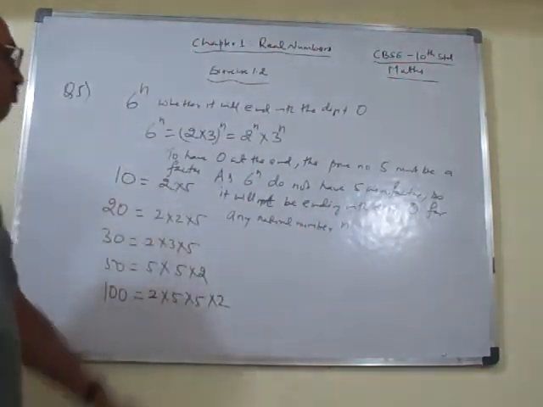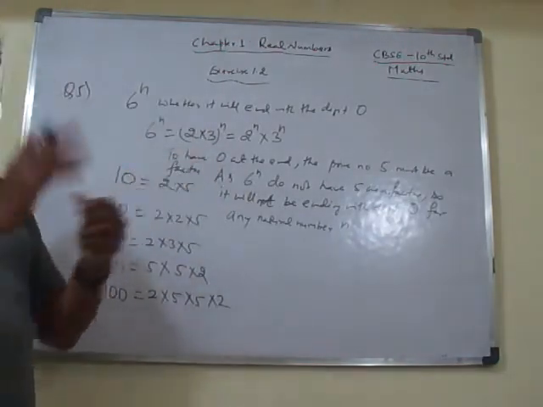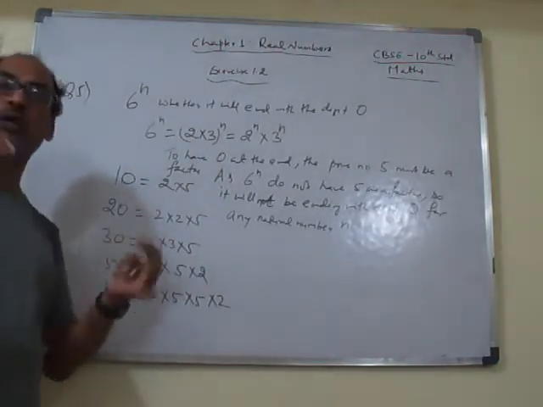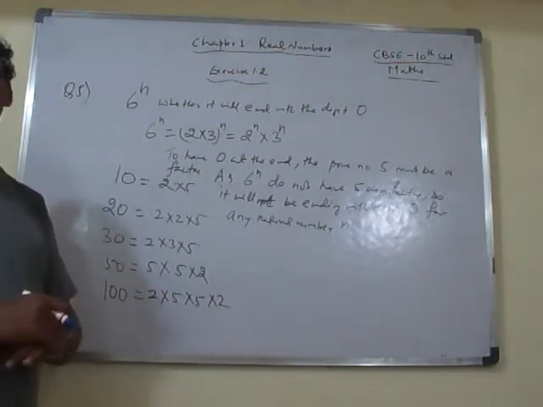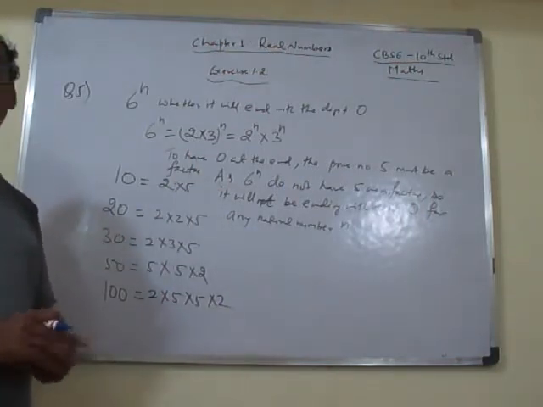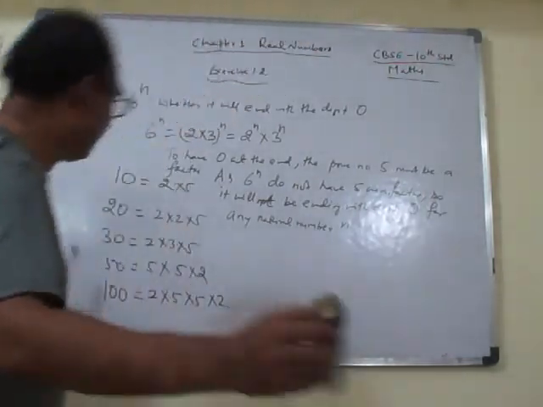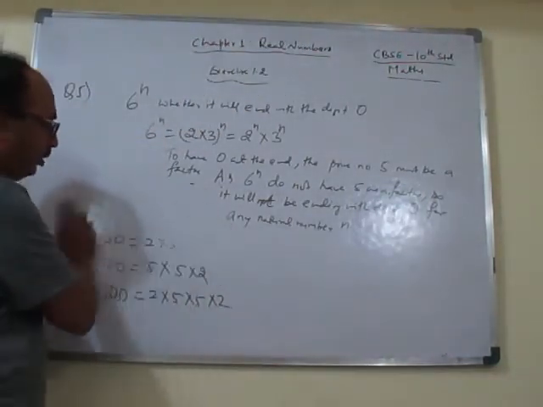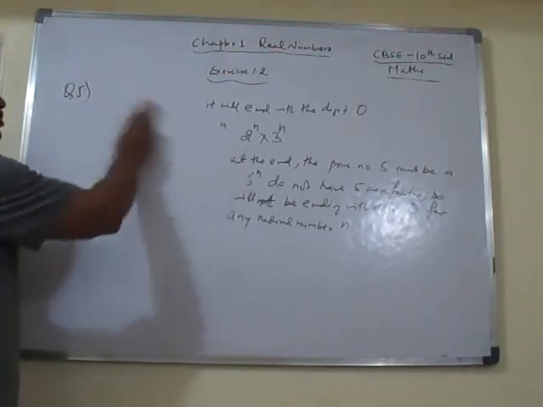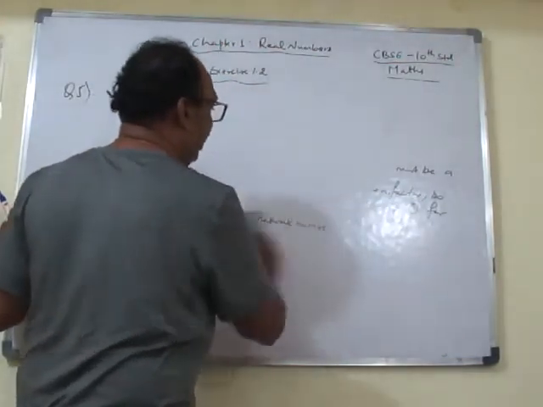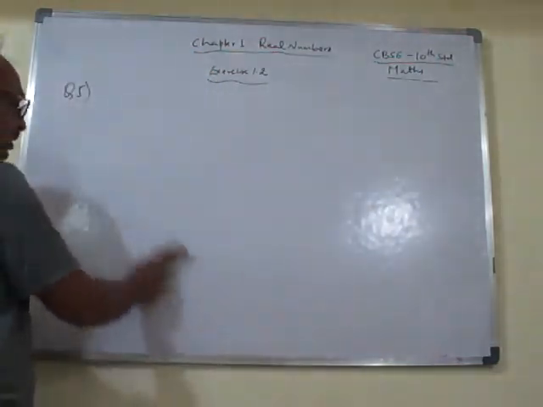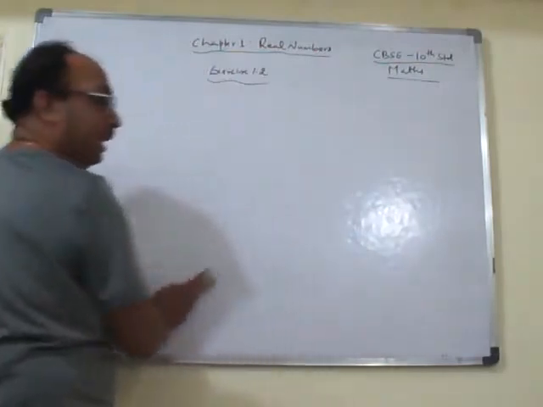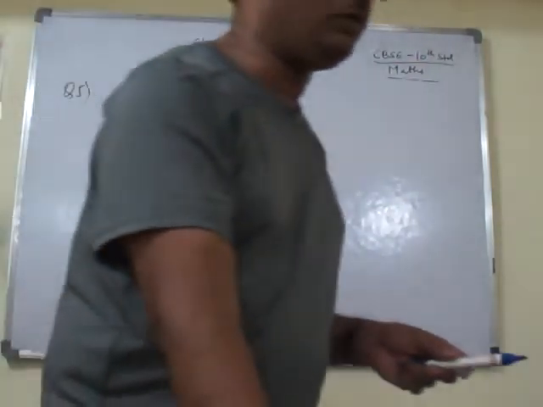Any natural number, put n value any natural number, million, 2 million, whatever it is, but it will never end with digit 0, because 5 is not the factor. Okay? So this was a logical question simply, not very difficult. Same way you may be given whether 4 to the power n will end with digit 0 or not, or 9 to the power n, like this.